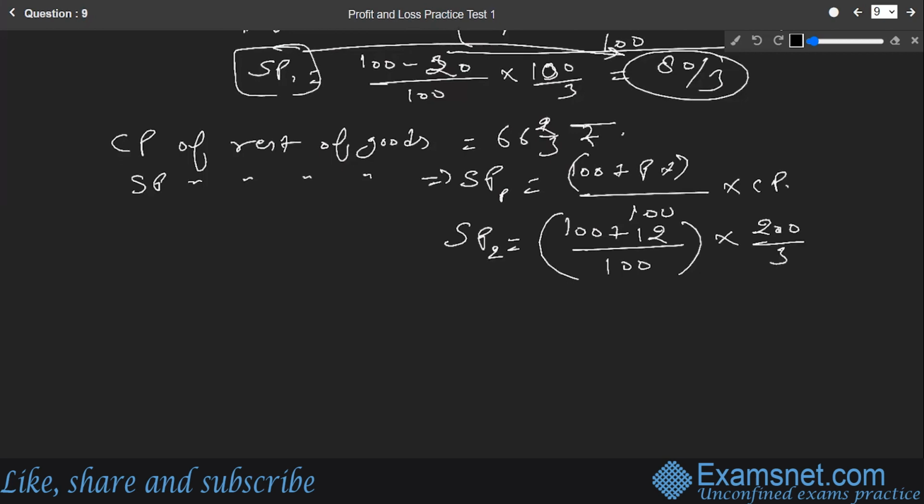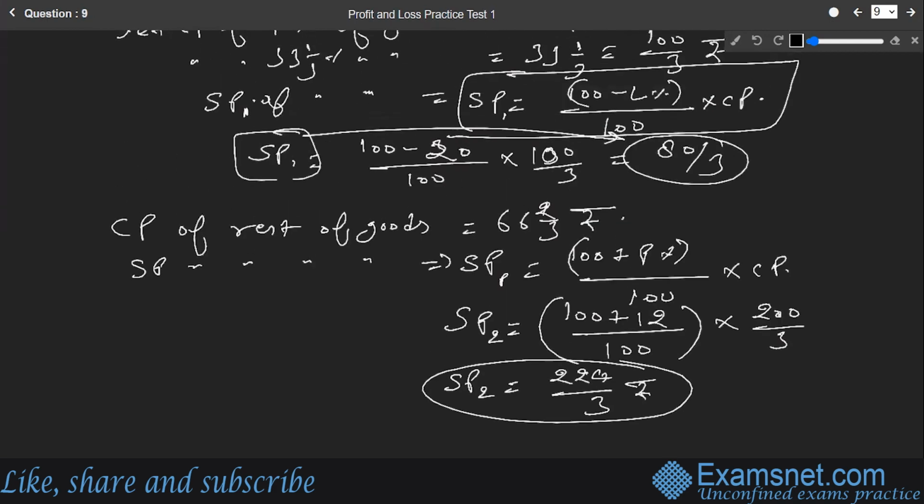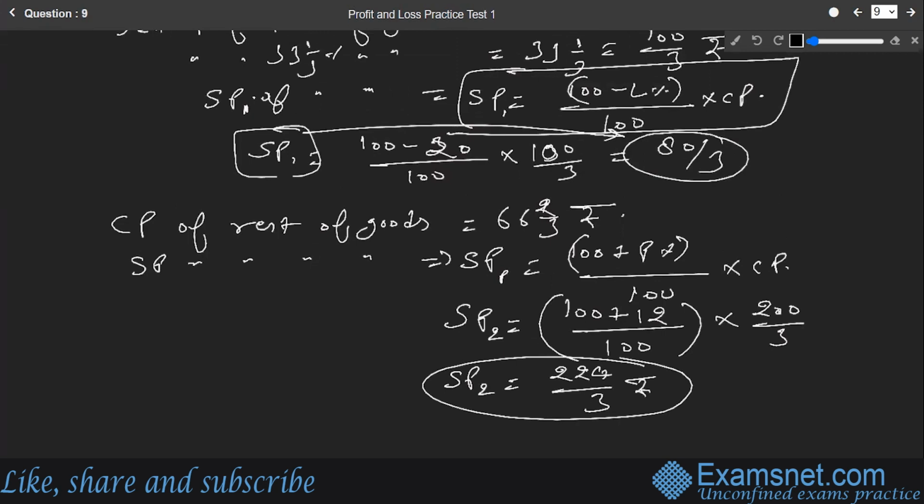This is selling price number 2. If you solve this further, selling price 2 comes out to be rupees 224 by 3. So this is the second selling price. The first selling price was 80 by 3 rupees. This is the first selling price.